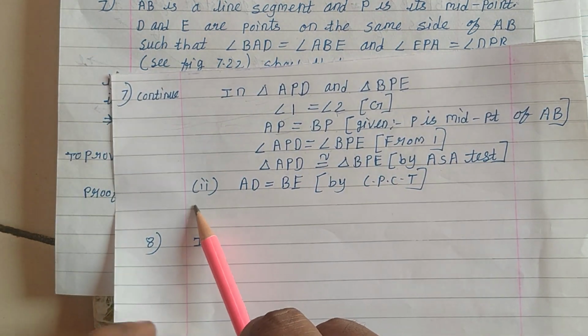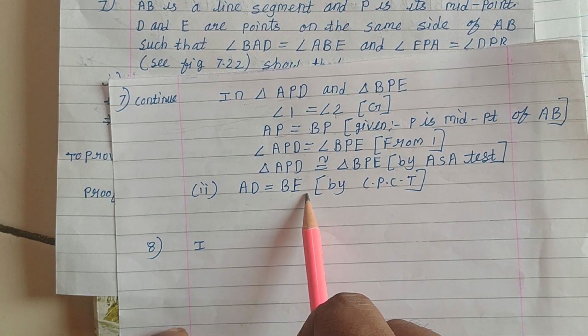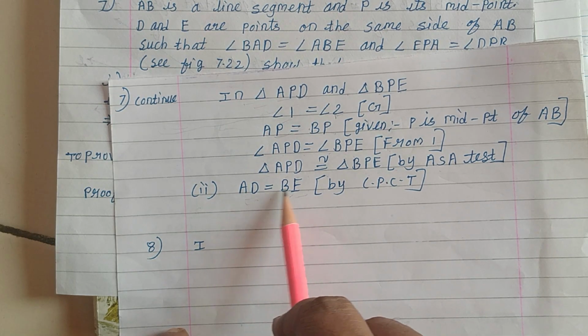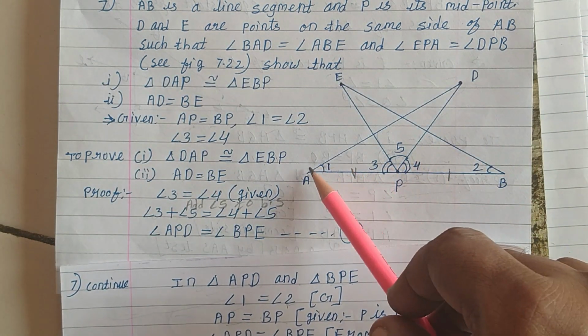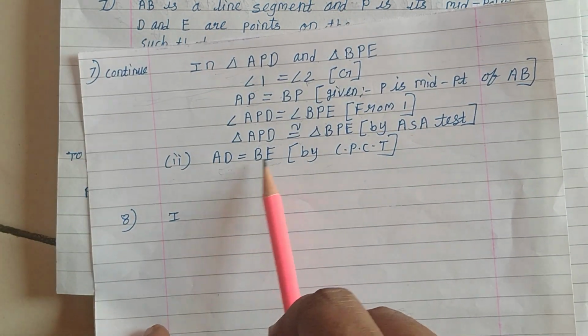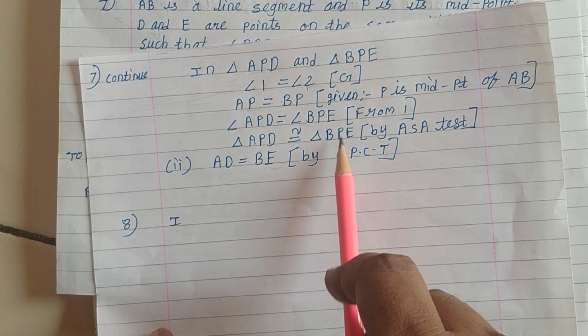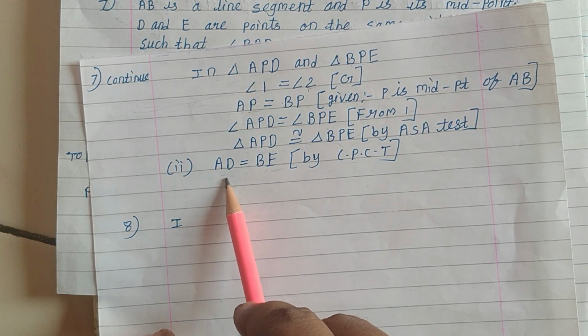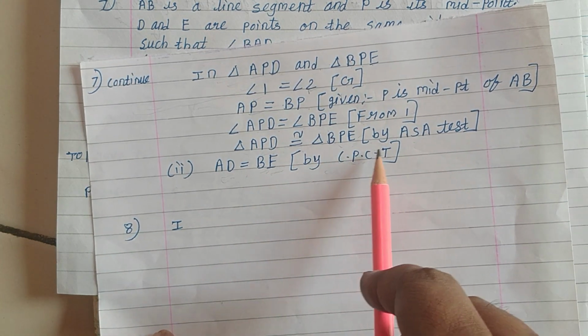ASA test. Second part was AD equal to BE, we have to show. So AD and BE are the corresponding sides of these two triangles. So AD will be equal to BE by CPCT.